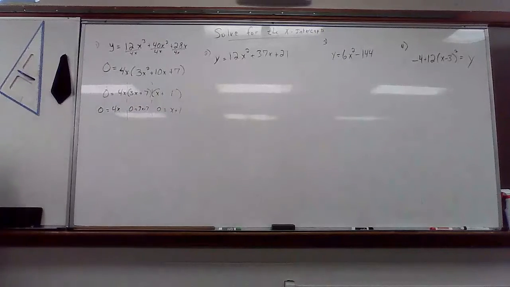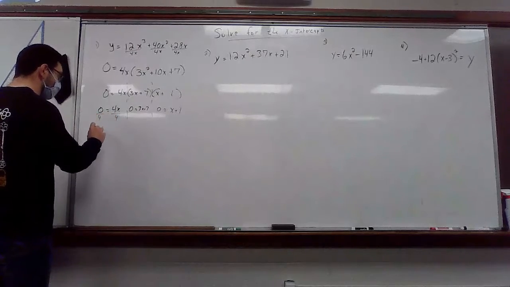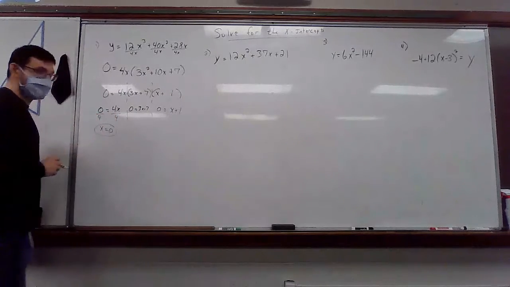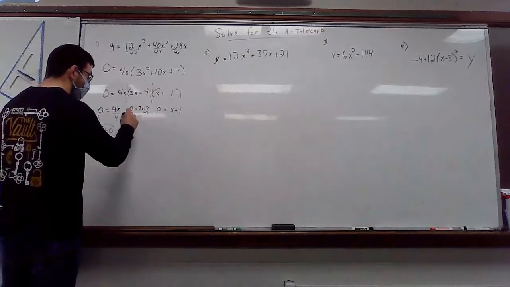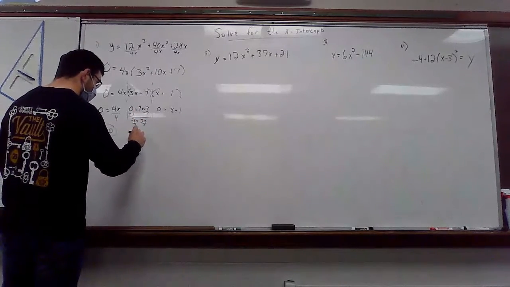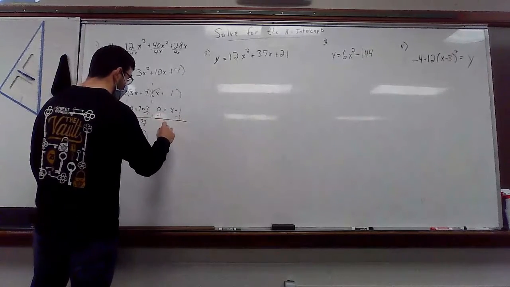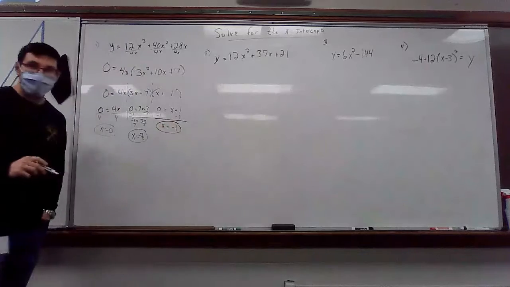Okay, have I lost anybody yet? So now I'm going to solve. I divide each by 4. That leaves me 1 x-intercept of 0. Subtract 7. Divide by 3. X equals negative 7/3. Subtract 1. X equals negative 1.